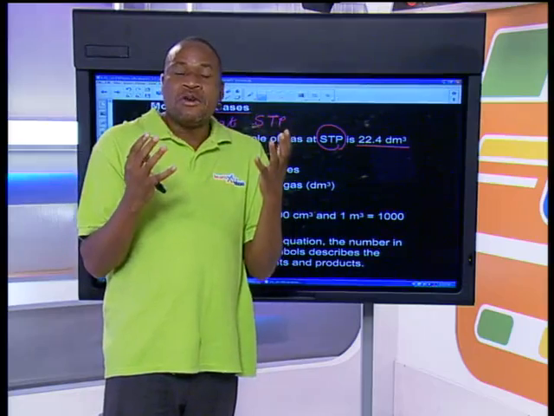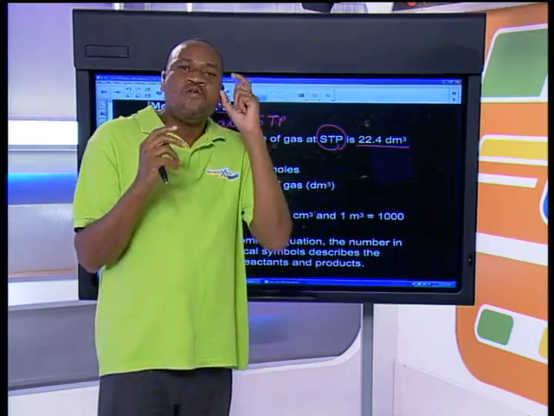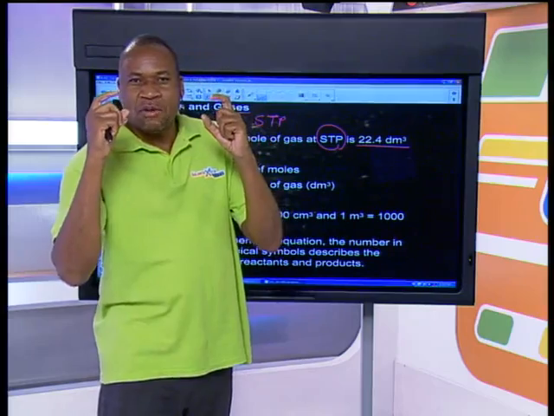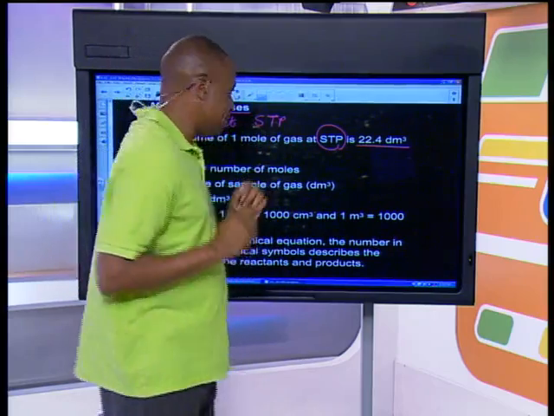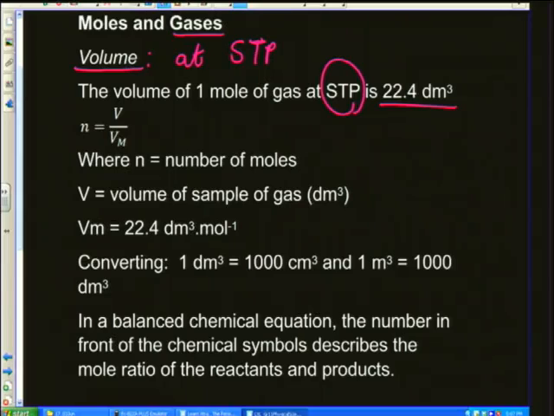Less than 1 mole. Why? Because only 1 mole will occupy 22.4. If it's less, then there shall be a lesser volume. Okay, good. So if we're talking about that situation, it would mean that this number of moles, n, the very same n, will be given by the given volume divided by the molar volume.